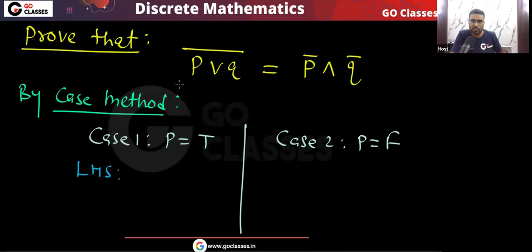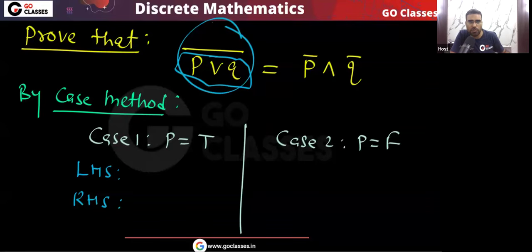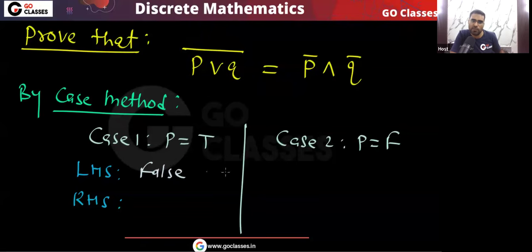What is LHS? And what is RHS? Let me know. When P is true, this internal thing will become true. Negation of true will be false. So LHS will be false.